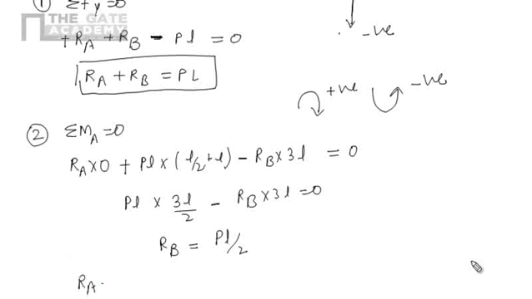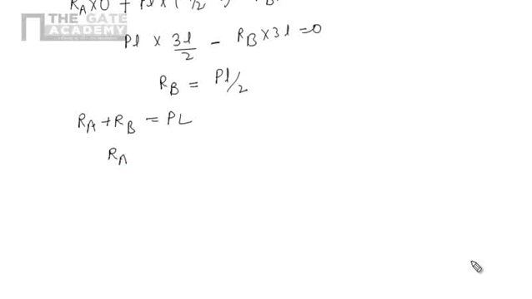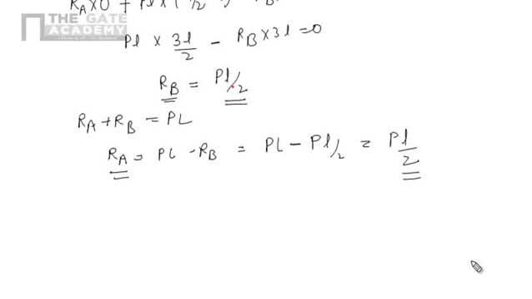Now RA plus RB equals to PL. So RA will be PL minus RB. So PL minus PL by 2 equals to PL by 2. So the reaction at A, RA equals to PL by 2, and RB equals to PL by 2.